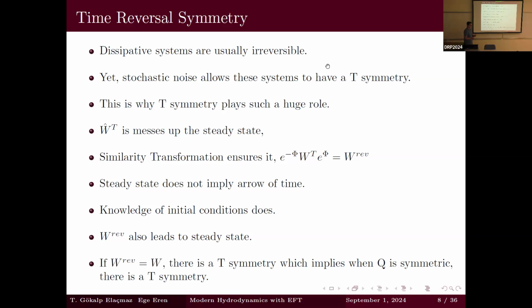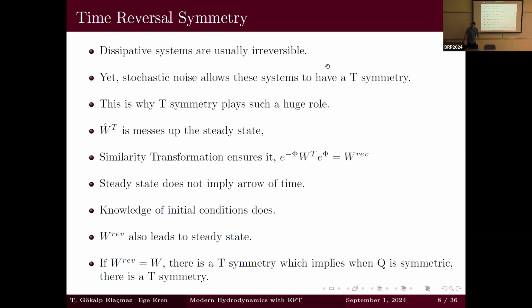So this means you lose energy, and when you lose energy, the system becomes irreversible. So when we introduce stochastic noise into the system, this allows these systems to have a time reversal symmetry once again. Even though dissipation took it away, we get it back by introducing noise. So that's why it plays such a huge role in building the dissipative effective field theories.